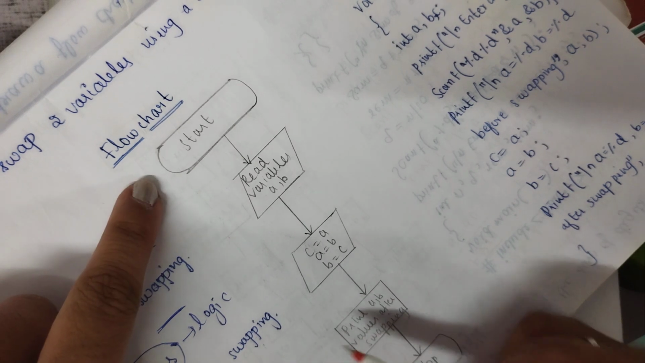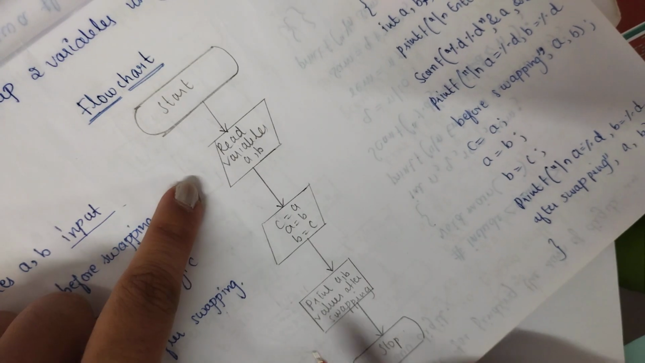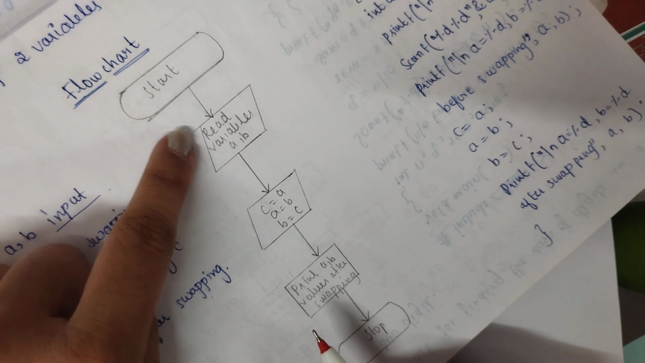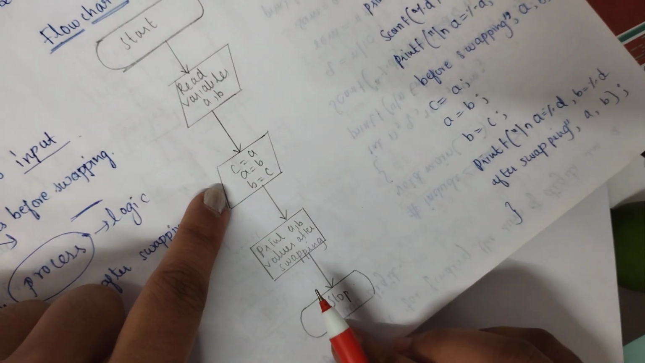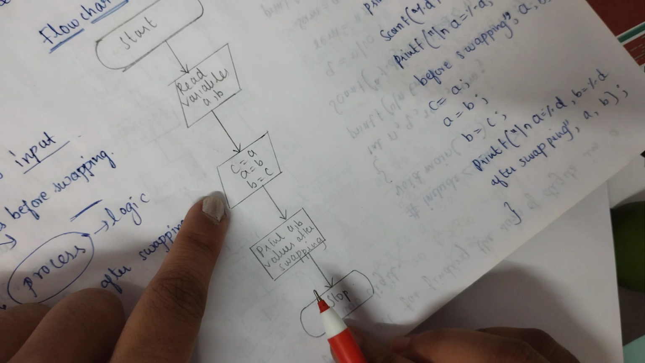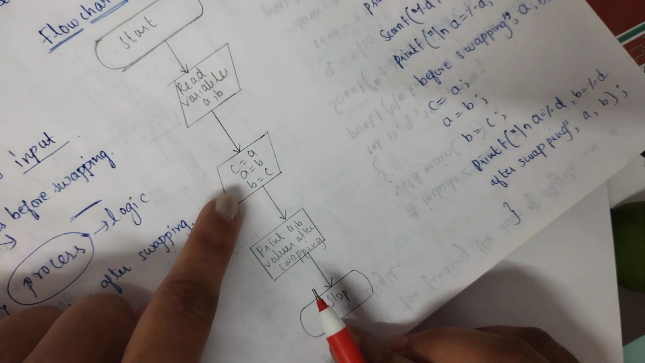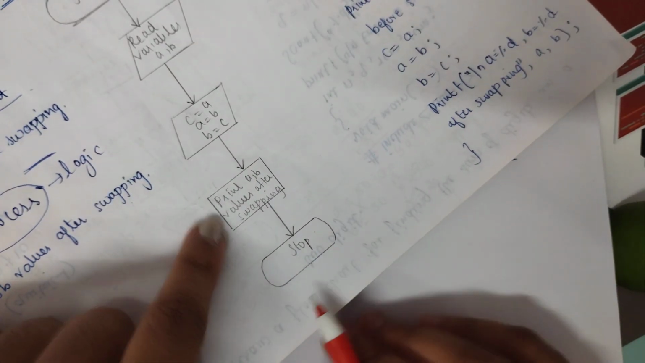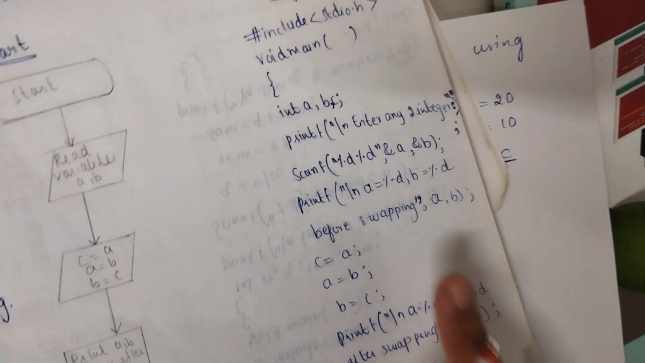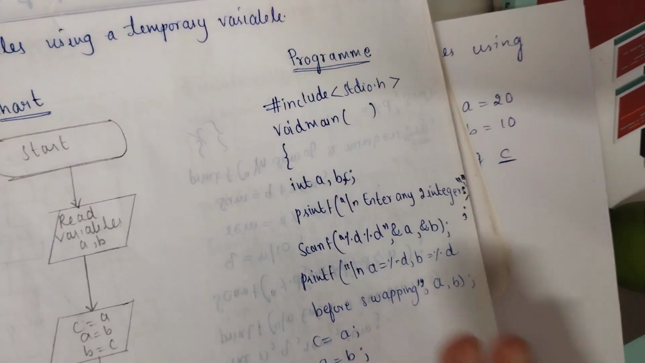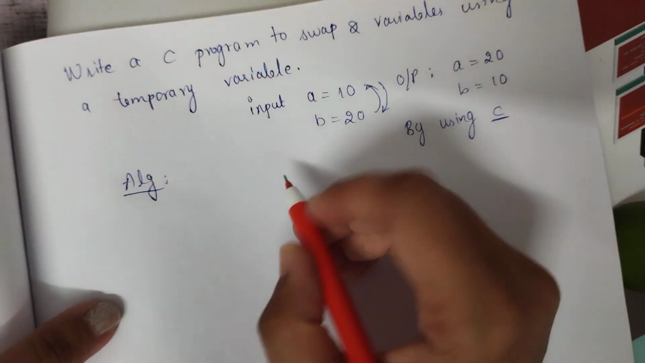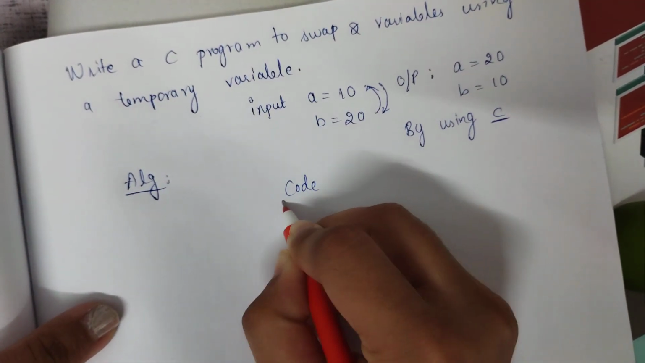So our flowchart starts with an oval. Then we use a parallelogram to represent our input variables A and B. Then we do the process, that is C equals A, A equals B, B equals C. Then we print the variables after swapping, then stop. I'll be explaining the code now.